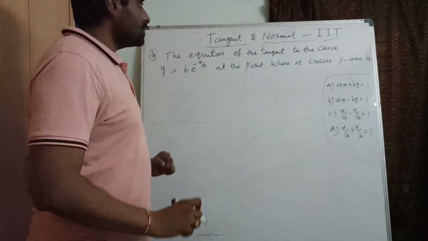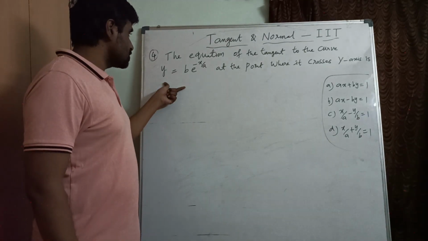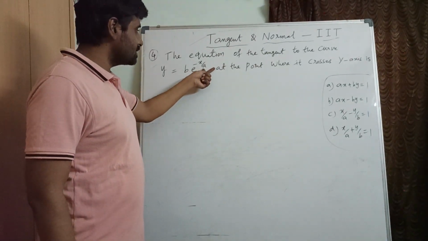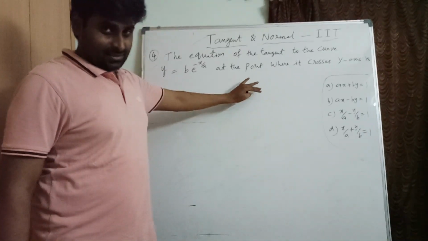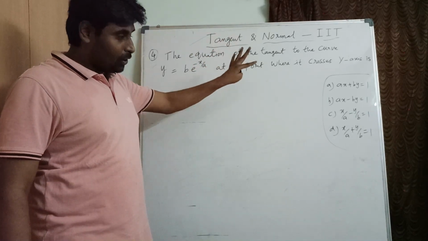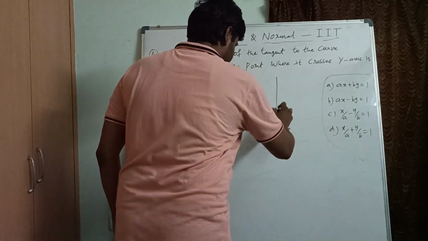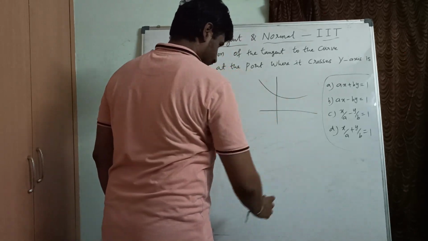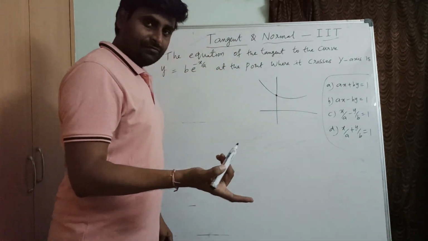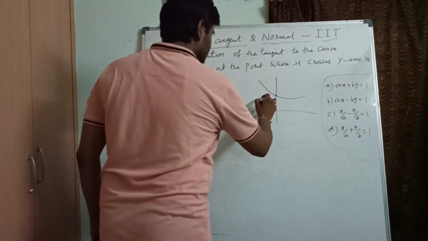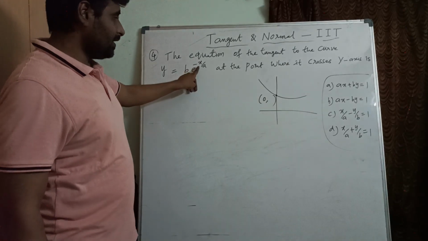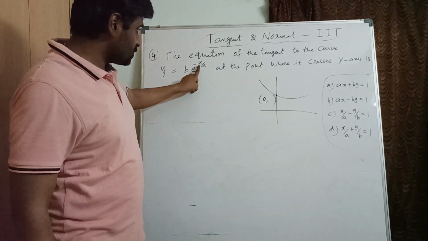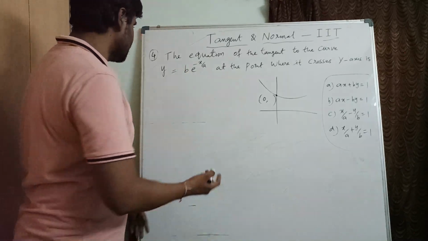Now let us look at this question. The equation of the tangent to the curve y equals b into e power minus x by a at the point where it crosses the y-axis. Whenever this curve is crossing the y-axis, what is the point of tangency? It is 0 comma something. That means the x value is 0, so can I substitute it here? When I substitute x equal to 0, the y value we get is simple.